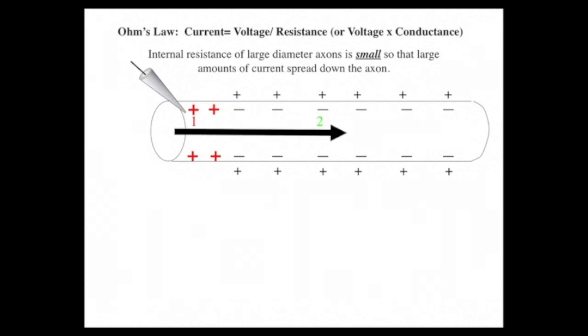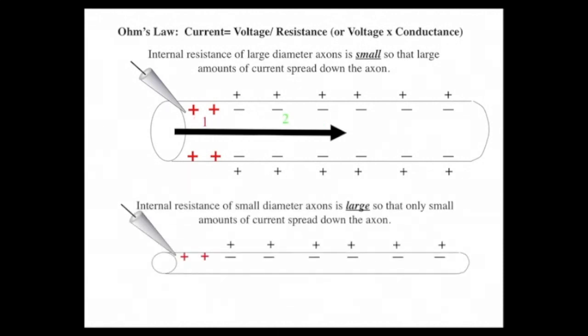You can look at it a little differently if you want to. You can say that the current will be equal to the voltage, which is constant here, the voltage difference between point 1 and point 2, times the conductance, and the conductance is very high, so you'll get a large amount of current. Simple enough. So now let's ask the same question of the small diameter axon, the one shown in the lower part of the figure. And notice the internal resistance of the small axon is large, that is, the conductance is low. So only a small amount of current spreads down the axon.